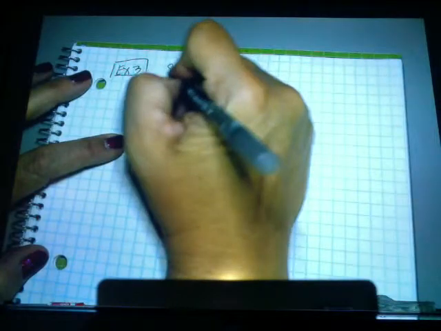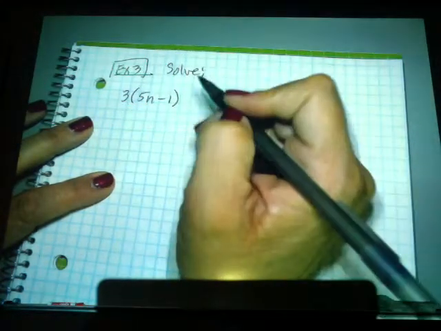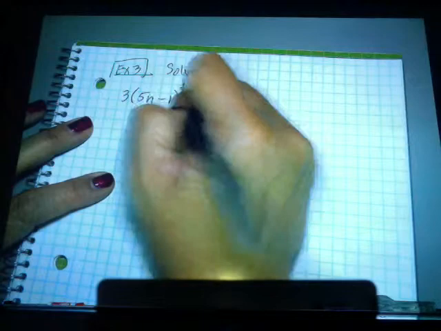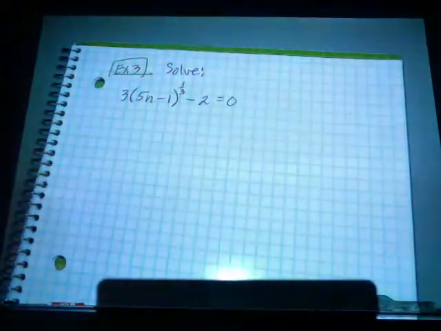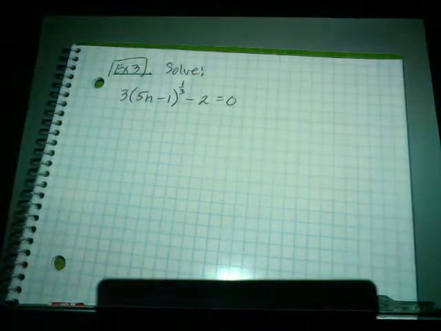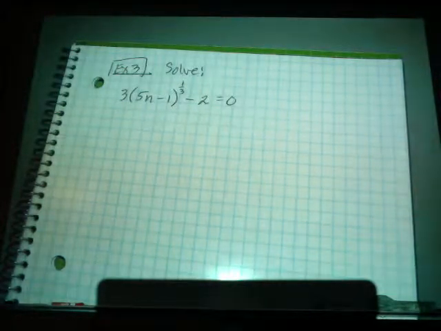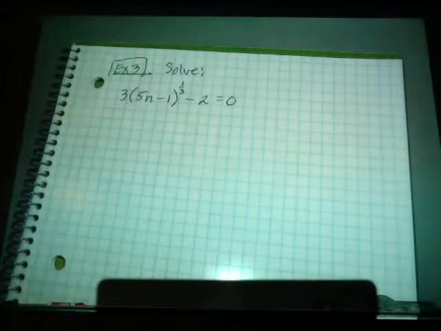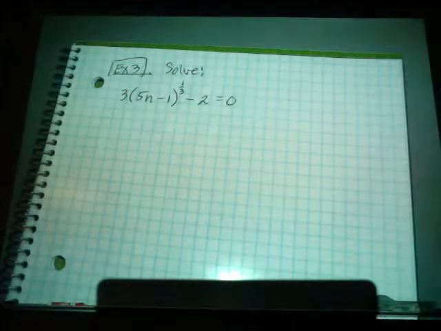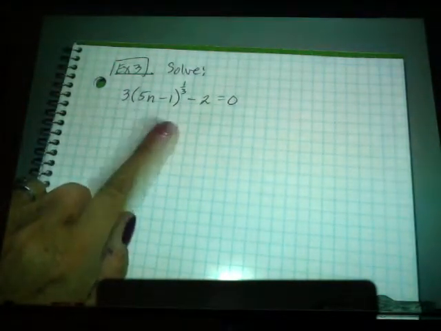So we will solve. This time you've got 3 parentheses, 5n minus 1, n parentheses, raised to the 1/3, minus 2 equals 0. What do you think I should do? What does that 5n minus 1 to the 1/3 really mean? Isn't it a cube root? Don't I technically have a cube root, or instead of the parentheses, wouldn't I have a cube root here?